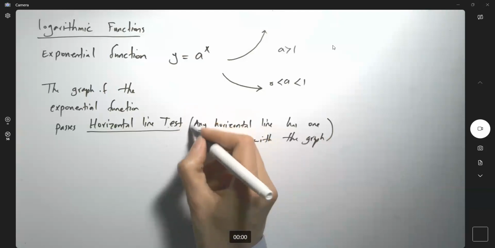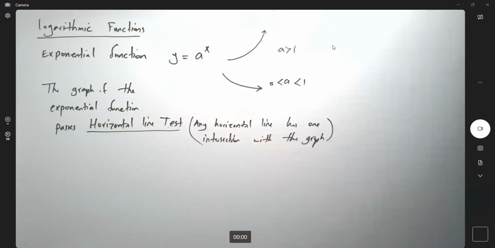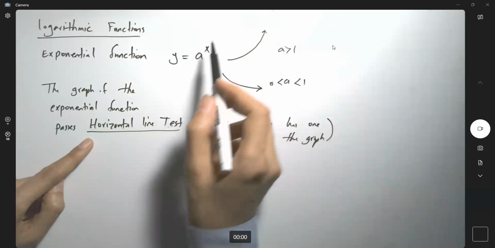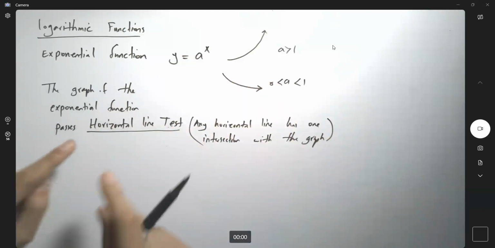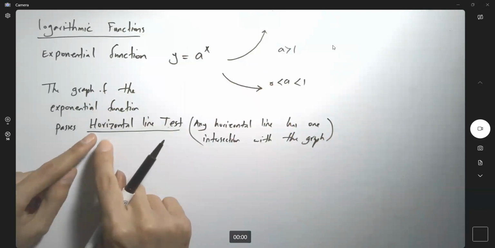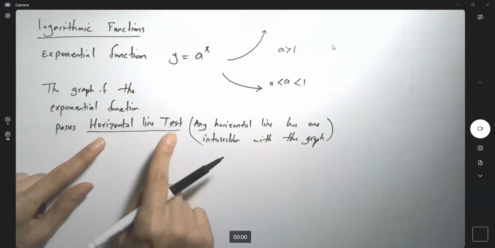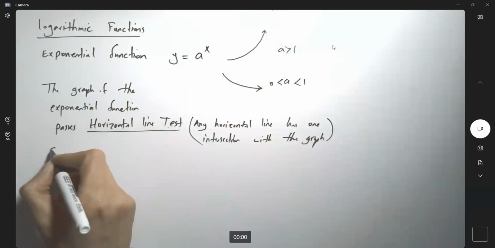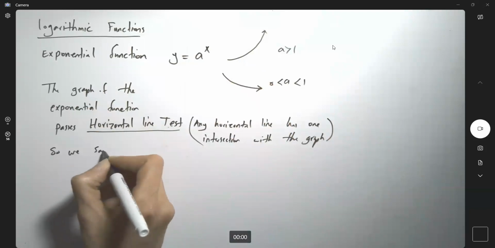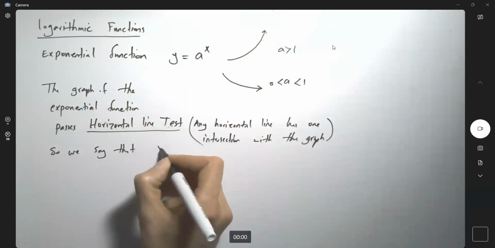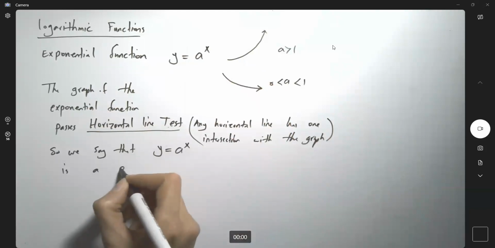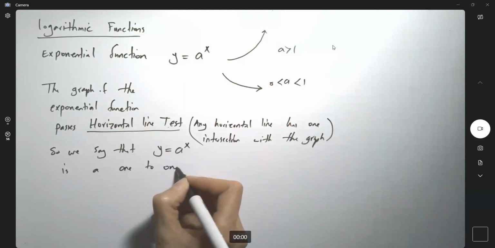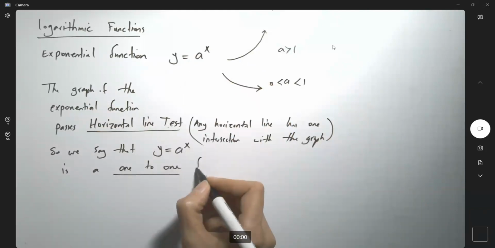So, what does it give me? This is called a one-to-one function, since the graph passes the horizontal line test. So we say that y equals a to power x is a one-to-one function.